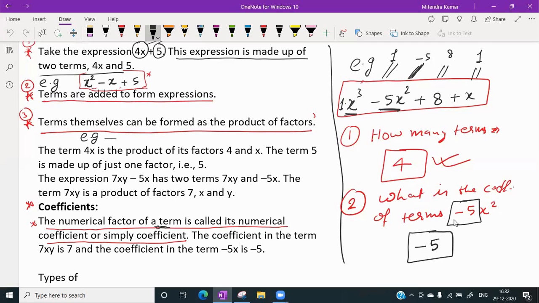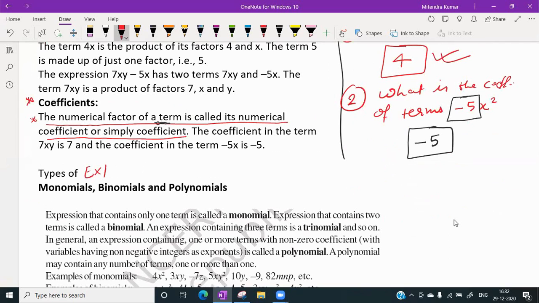Okay, I guess next heading. Give the heading types of expression. So again, it is very easy. Types of expression. Based on the number of terms, we have divided them into three types. First is monomials. If an expression contains only one term, it is called a monomial. It is very simple. Mono means one.